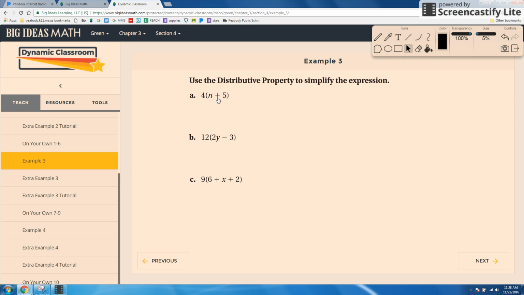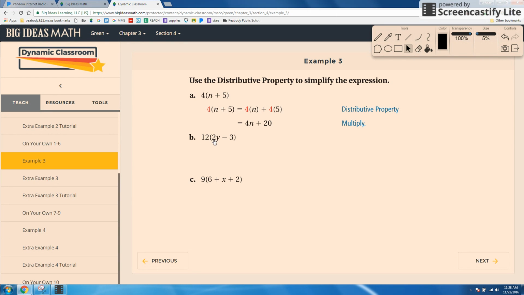So 4(n plus 5) means you're multiplying 4 by n plus 5. So you're just going to multiply that outside number by everything on the inside. So 4 times n and 4 times 5. 4 times n is just 4n. 4 times 5 is 20. Bring down the plus sign. You can't actually go any further than that because you cannot add a coefficient with a constant, so that is your final answer.